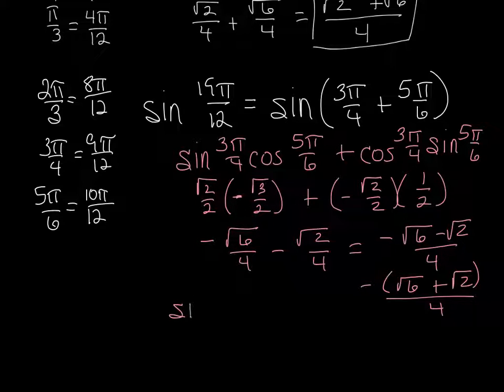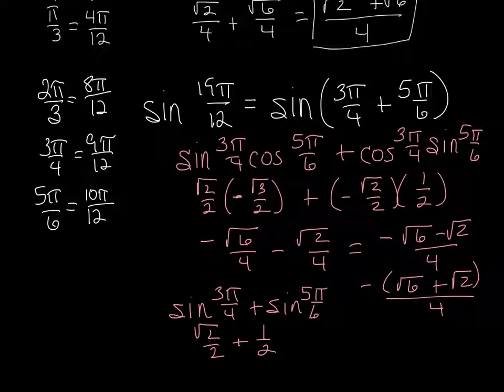If I were to take the sine of 3 pi over 4 plus the sine of 5 pi over 6, we'll see the sine of 3 pi over 4 is the square root of 2 over 2 plus 1/2. That does not equal what we got when we use the formula. Those are not the same, so you cannot use the distributive property. We have to use the formulas that we've talked about.